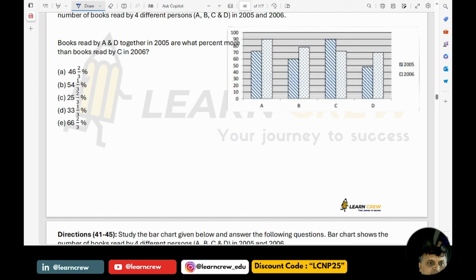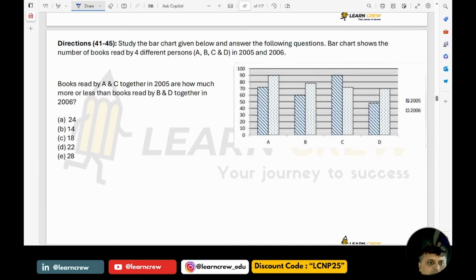Books read by A and D together in 2005. A and D together in 2005 is how much? 72 plus 48, 150. Okay. Books read by C is how much? 90. 150 is more than 90 by how much? 60. 60 by 90 into 100, which is 2 by 3 means how much? 66 2 by 3 percentage.